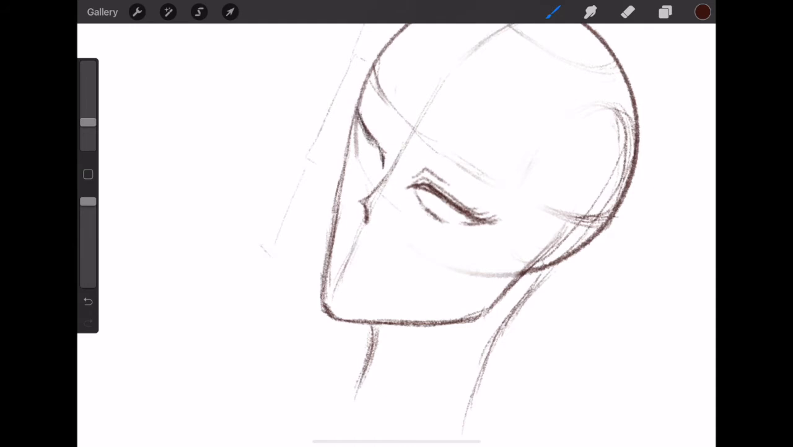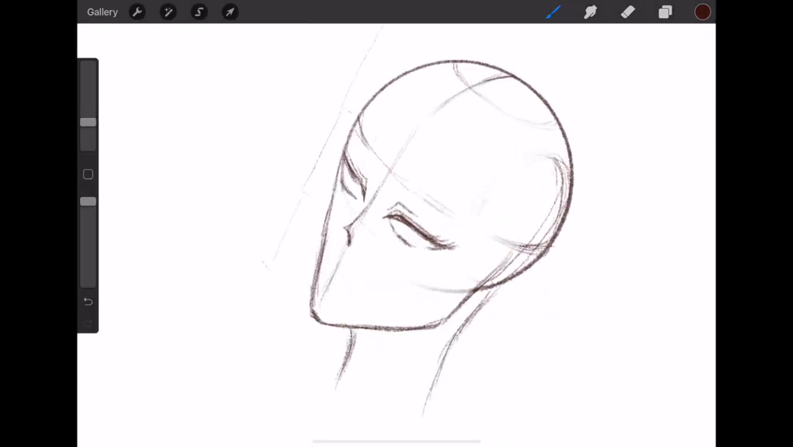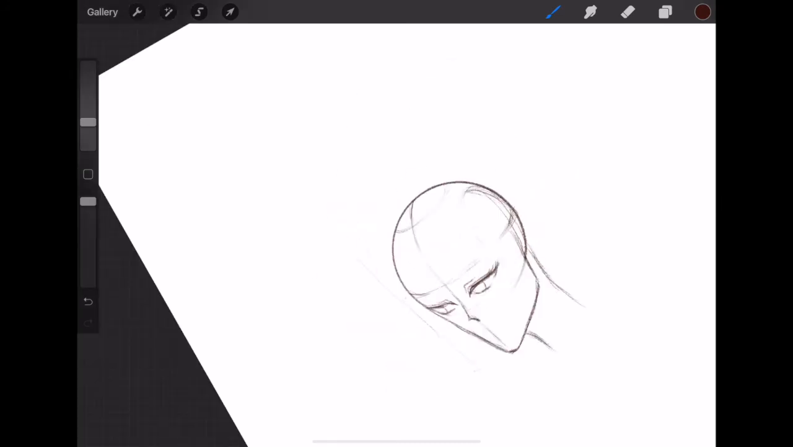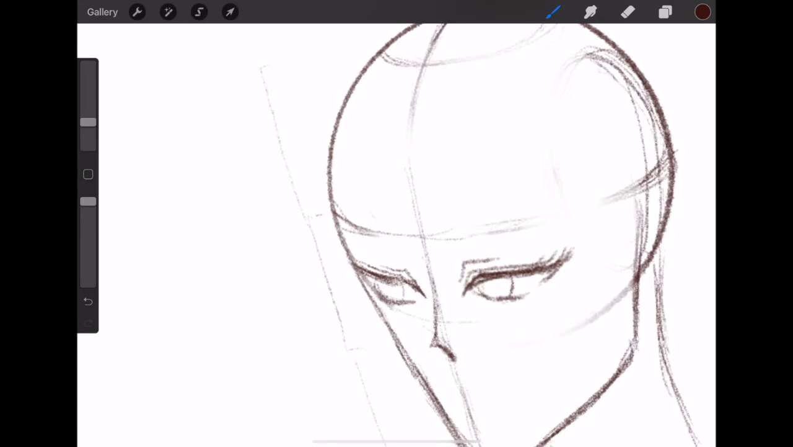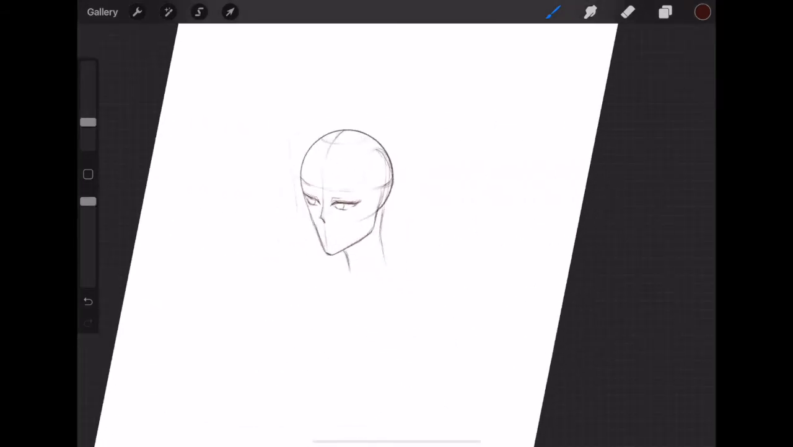I slant that line slightly inwards and then connect it to the point of the chin. After this, I connect the chin to the middle of the sphere on the other side. And then I would have a simple chin that is drawn from an angle.